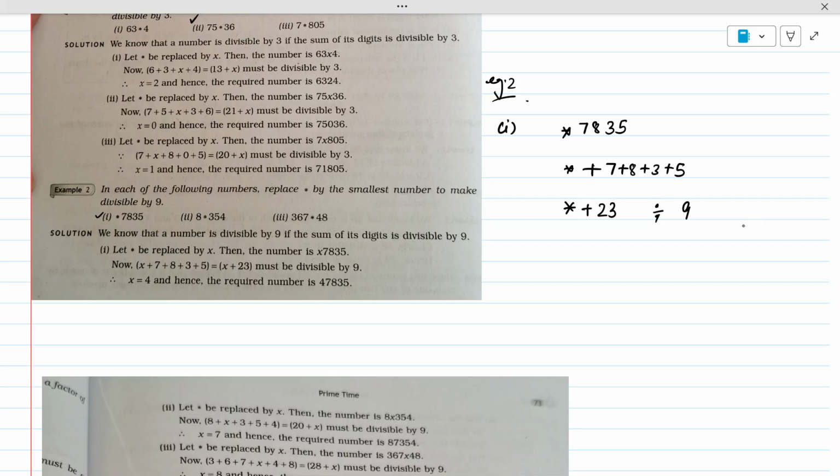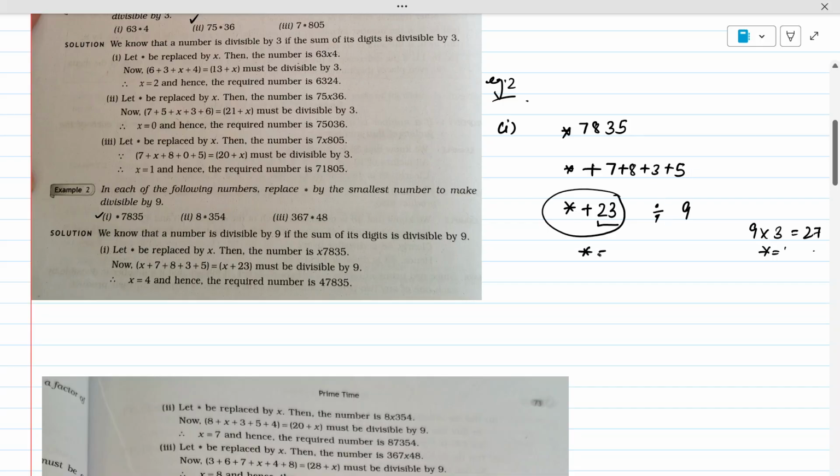Now let us see what we can take here so that the complete number is divisible by 9. So in the table of 9, after 23, what do we have? 9 multiplied by 2 is 18, 9 into 3 is 27. So 9 into 3 is 27. If we want to make the complete number 27, we will have to add 4 to it, right? So if we add 4 to this number, the complete number will become 27, which is completely divisible by 9.